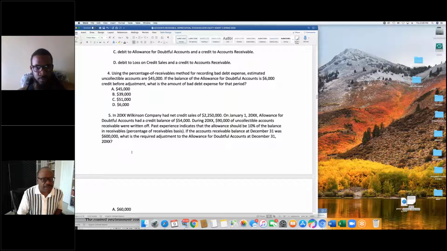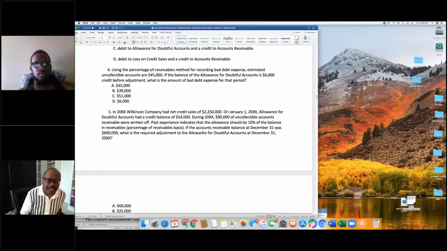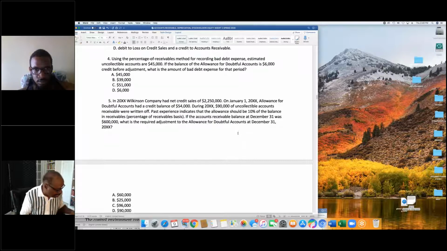In 20X, Wilson had net credit sales of 2,250,000. On January 1st, the allowance for doubtful accounts has a credit balance of 54,000. During the year, 90,000 of uncollectible accounts were written off. Past experience indicates that the allowance should be 10% of the balance in the receivables. If the accounts receivable balance as of December 31st was 600,000, what is the required adjustment?